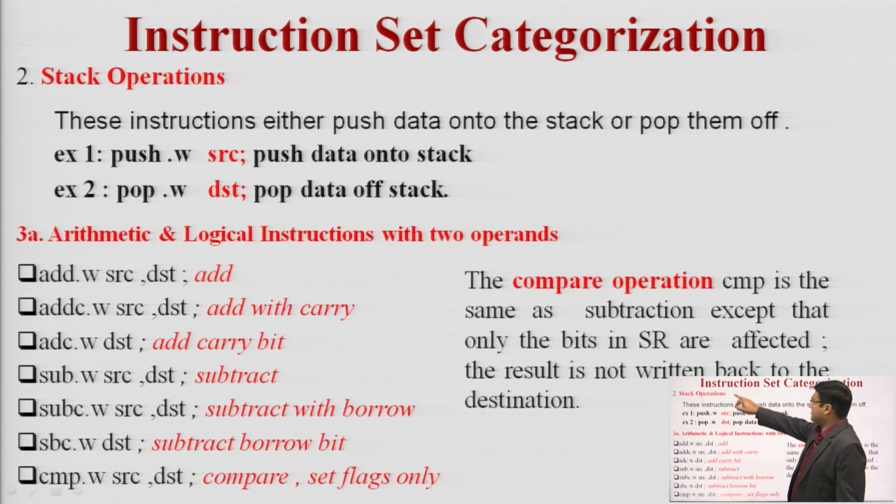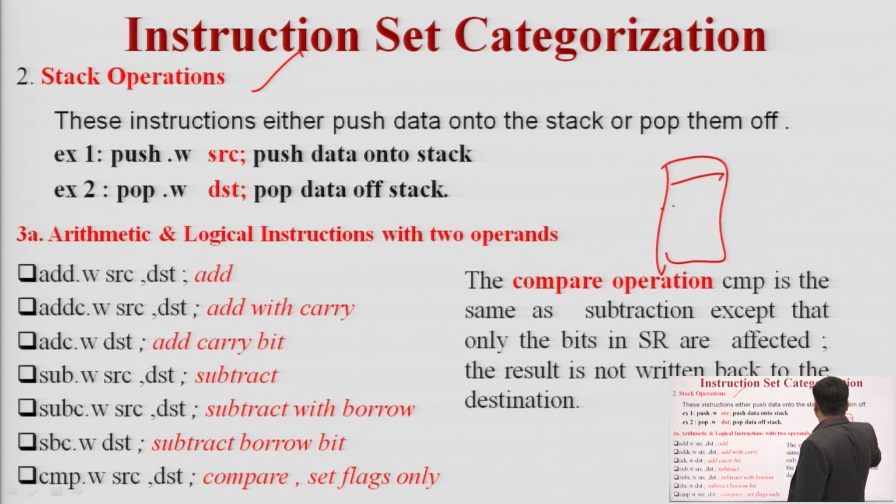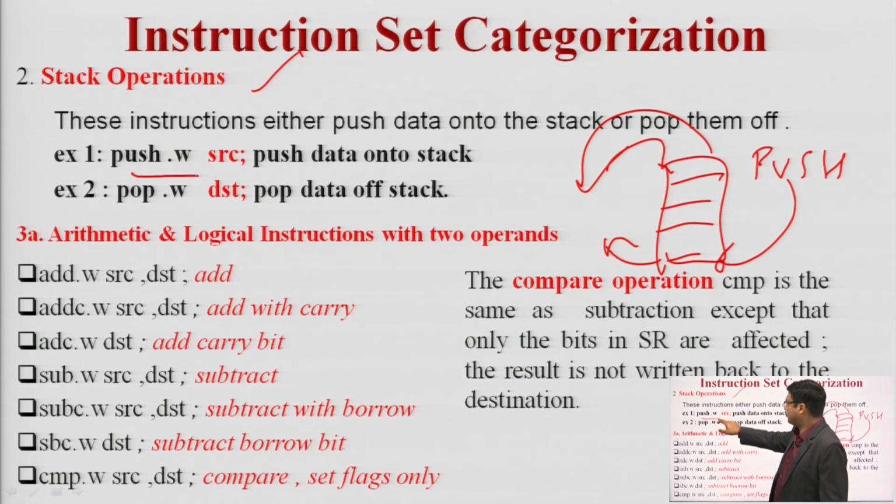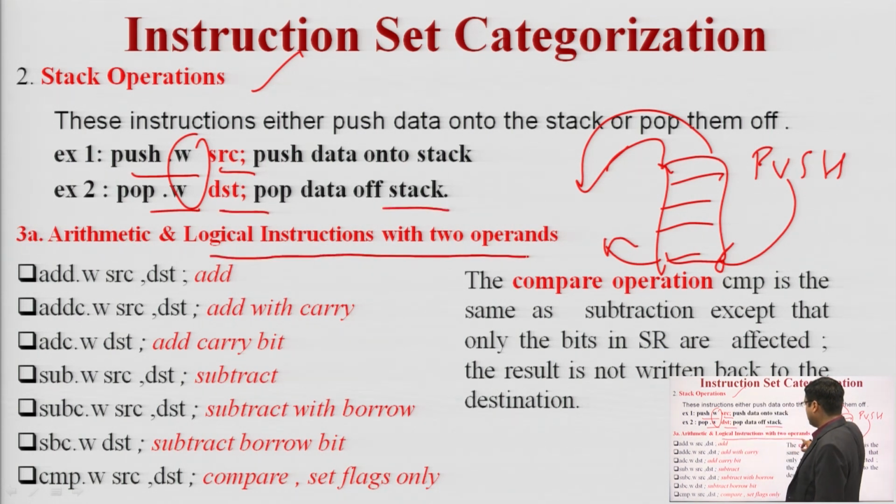Another category is the stack operations. In memory there is a stack, with a top of the stack and a bottom of the stack. In a previous lecture we have seen that there are 2 operations possible. Push, where we push contents onto the stack, and pop, where we retrieve the contents from the top of the stack. So there are 2 instructions for that: PUSH.W and POP.W. PUSH means pushing onto the stack, so it becomes the source, and POP means we are getting the data, so it works as the destination.